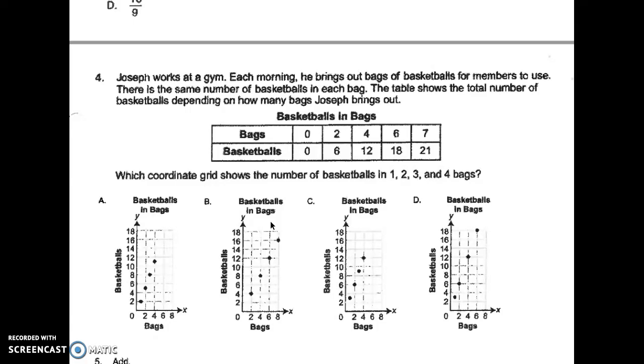Okay? Which coordinate grid shows the number of basketballs in 1, 2, 3, and 4 bags? So I have to look at these and see which one maps it out for those 4 bags. Which one? C. C is the correct answer. The others will not match up to 1, 2, 3, and 4. That's not D.